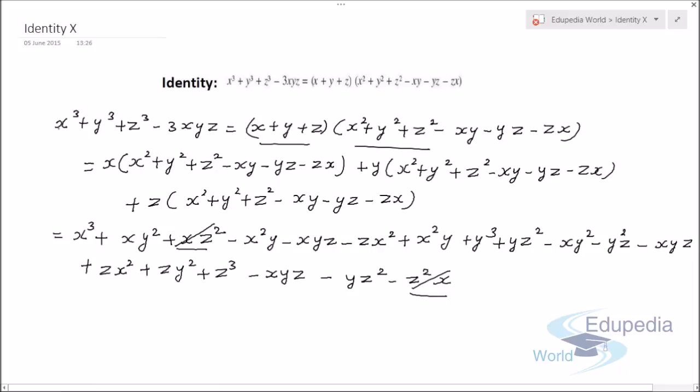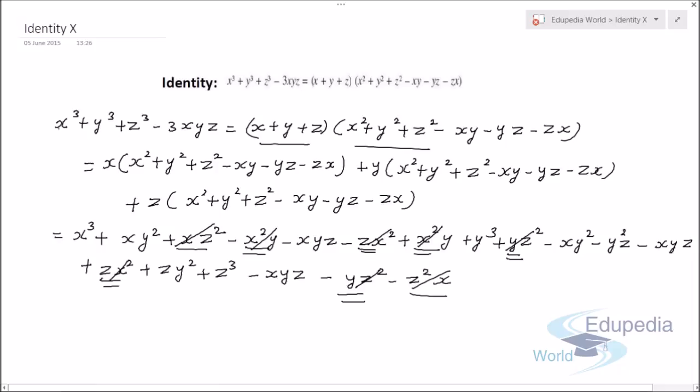Now this term x square y and this term, these two terms are equal and have opposite signs, so they will also get cancelled. Then this term and this term, these are equal and have opposite signs, so they will also get cancelled. Again this term and this term, they are equal and have opposite sign, so they will get cancelled.